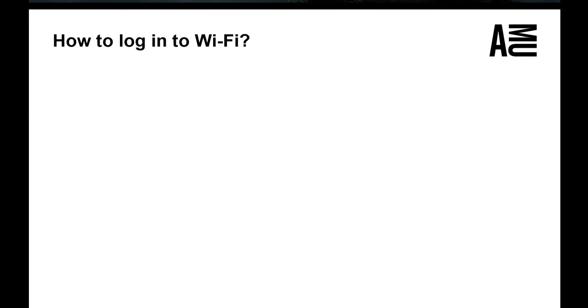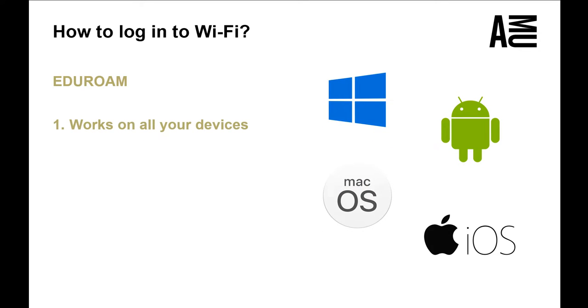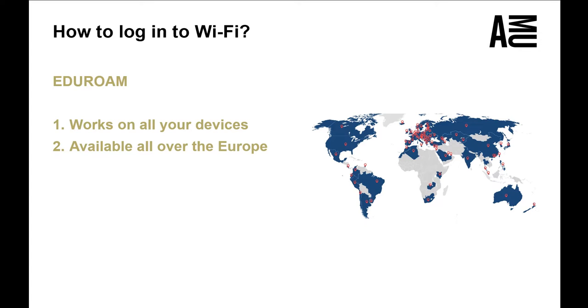Wi-Fi. How do I connect to Wi-Fi? Here at AMU we have the international EduRoam network. It is accessible on all devices and everywhere in the world. This means that if you manage to log on to the Wi-Fi network here at home and you go on an internship abroad to another school where they also have the EduRoam network, you will automatically log on there and you don't have to install it again.